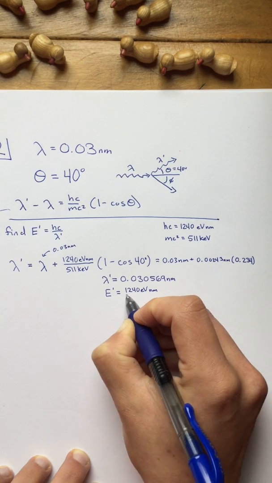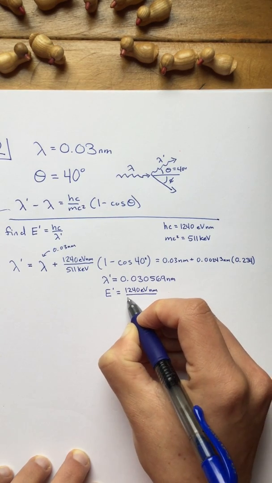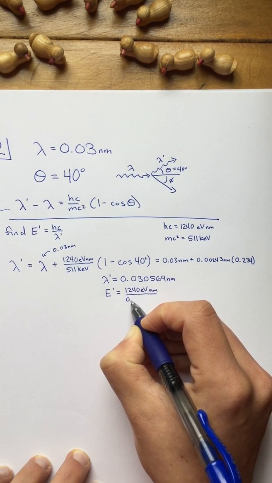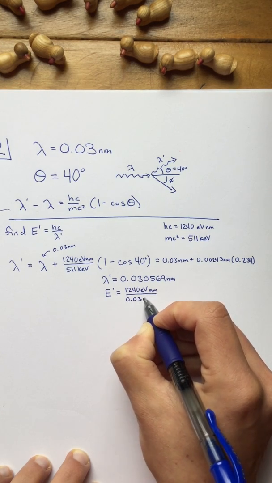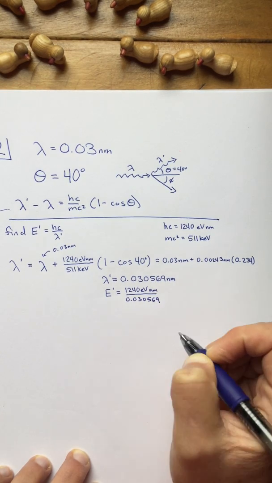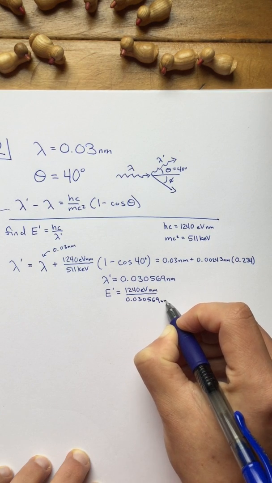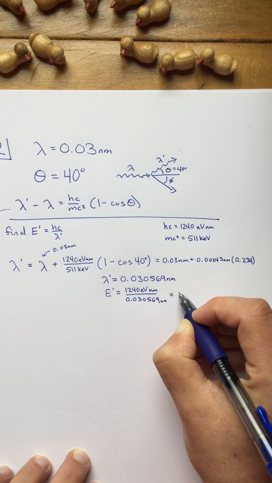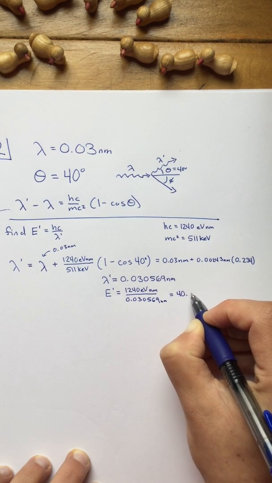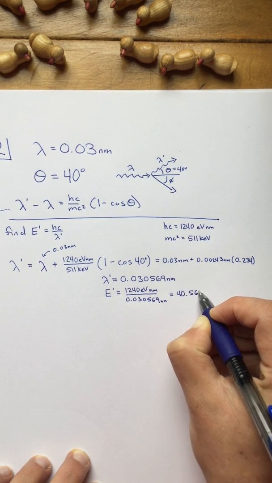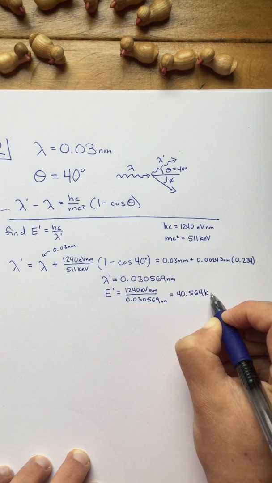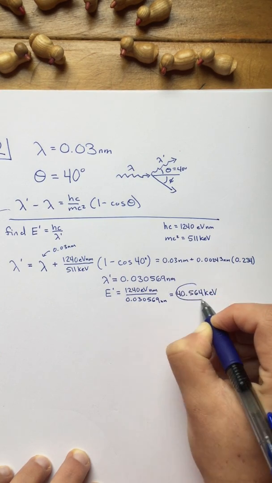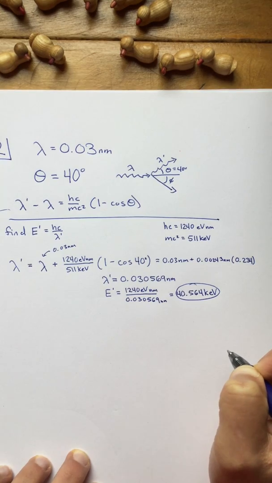And finally, to find the energy, we have E prime is equal to hc, which is 1240 electron volt nanometers, divided by the wavelength of the scattered photon, which is 0.030569 nanometers, which gives us the energy in electron volts. That is 40.564 kilo electron volts. And that is the answer for part A.